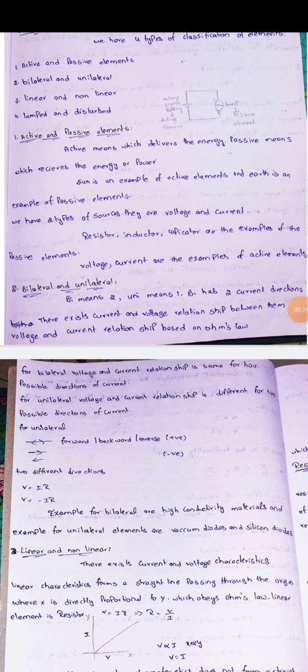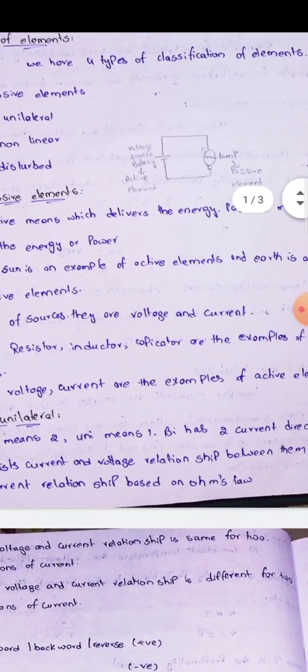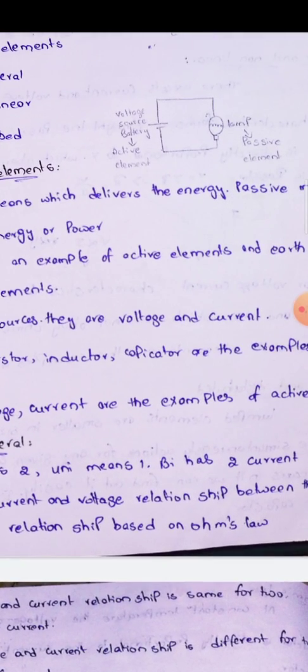Here the first one is active and passive elements. Active elements deliver energy, and passive elements receive energy. For example, the sun is an example of an active element and the earth is an example of a passive element. That means the sun gives energy and the earth absorbs the energy. In this diagram, the right side one is a lamp and the left side one is a battery. The battery is known as an active element, and the bulb is known as a passive element.